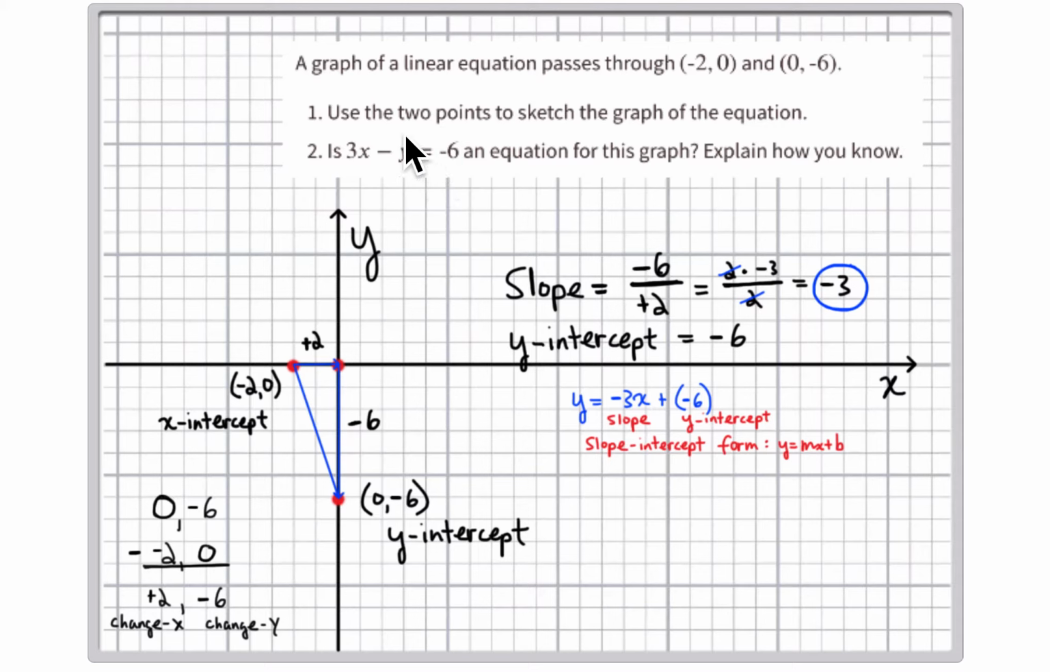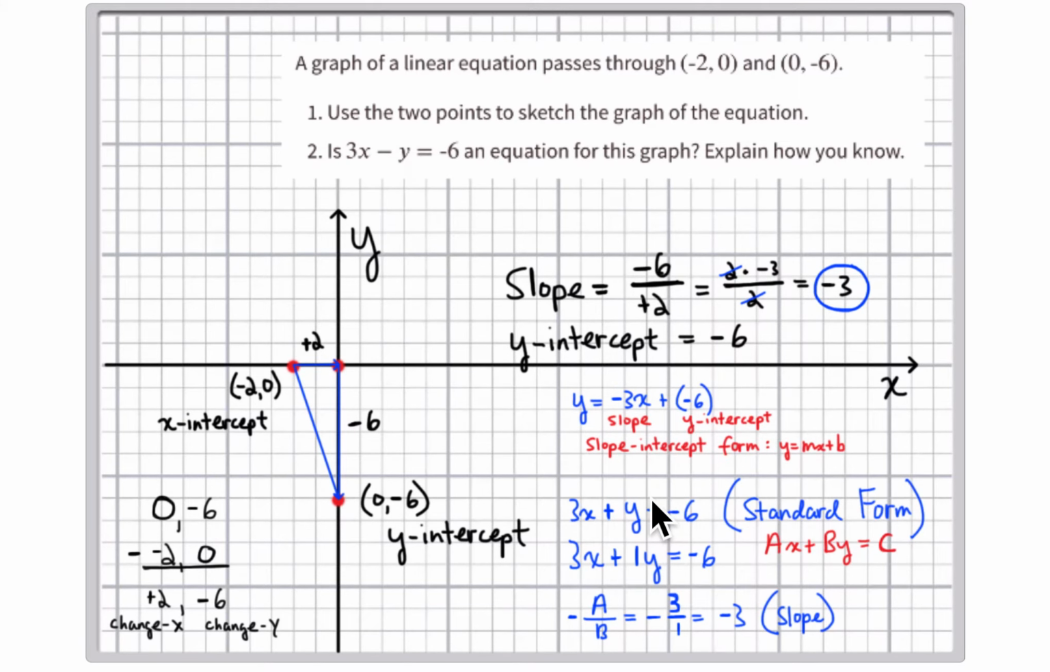But this equation is in the standard form, the ax plus by equals c form. So let's write this equation in the standard form and see if we get the same thing. It looks like we're going to, but let's do it and see what happens. The standard form: 3x plus y equals -6. What I did is I added +3x to this side to make this 0, and then I add that +3x over here. So this is going to become 3x plus y equals -6.